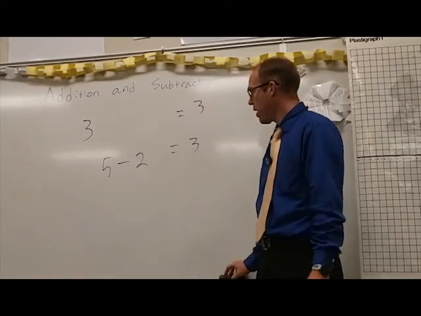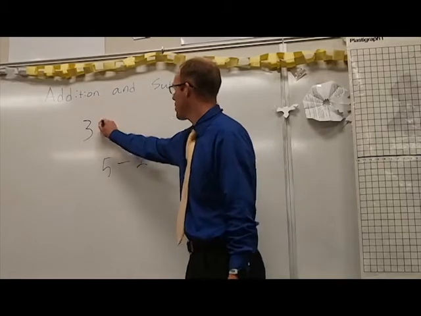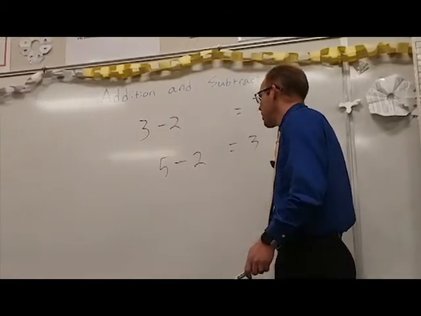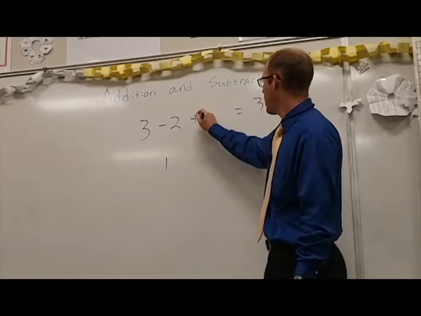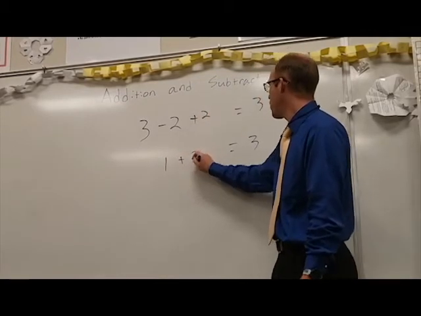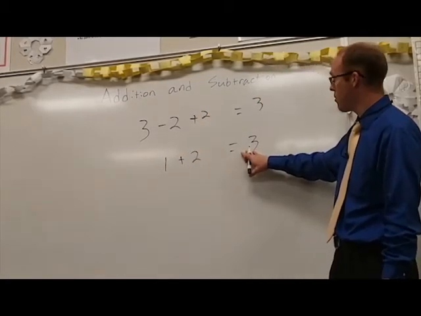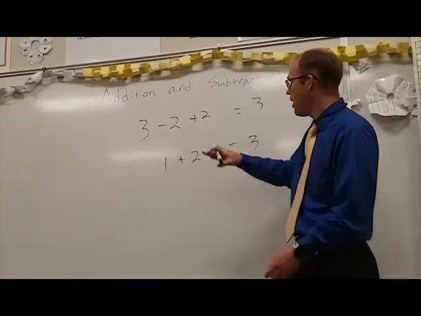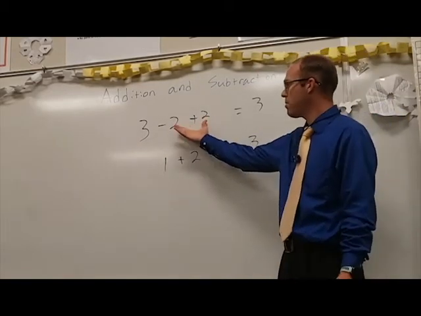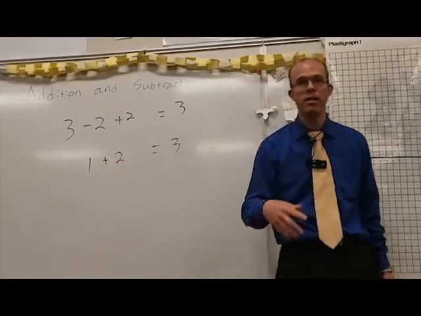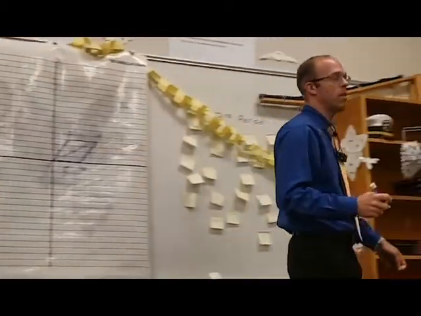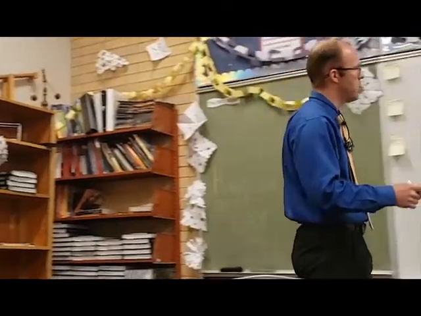Same thing with subtraction. If I start with subtraction, I do 3 minus 2. That gives me 1. And then if I add 2 to that, we get 1 plus 2, which gives us 3 again. So subtraction and addition, if we do it by the same number, end up undoing each other. Let's take that fact and use it over here to solve some simple equations.